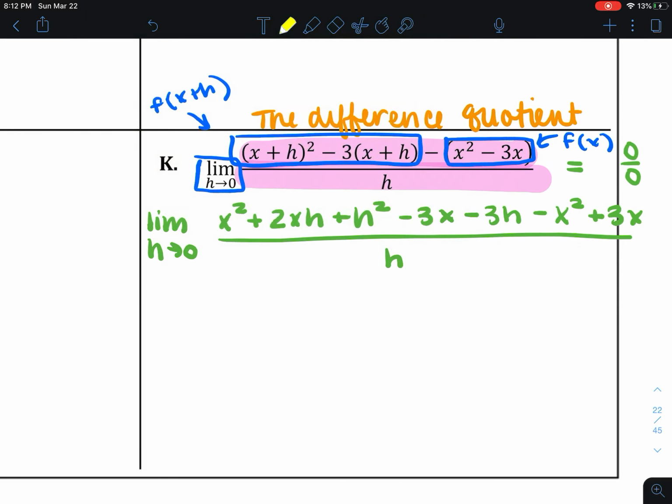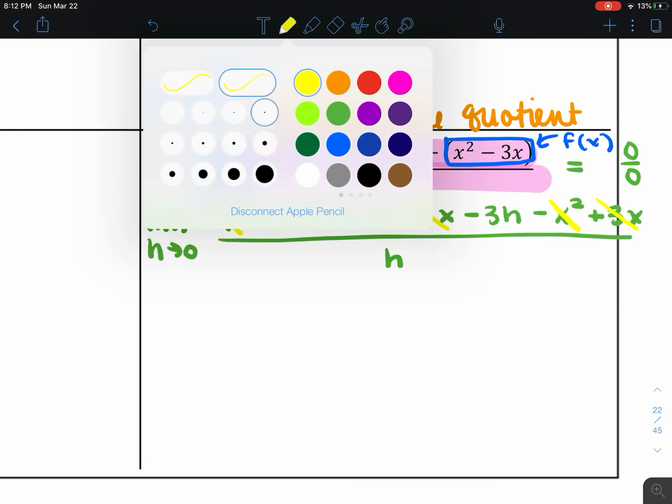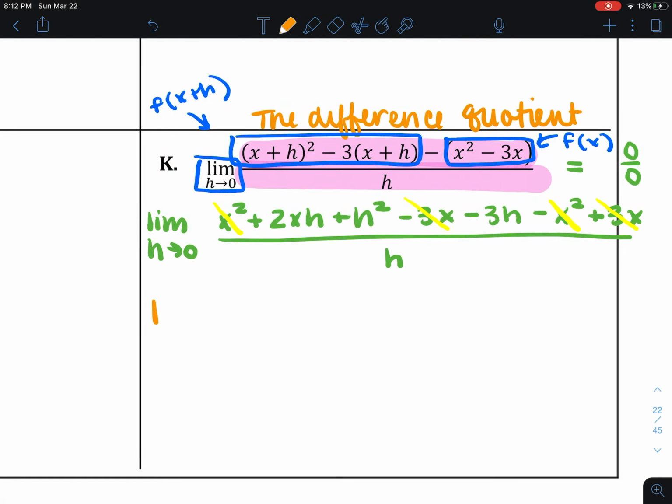So let's start canceling some things out. I've got an x squared here and a negative x squared here, so that can go. And then I've got a minus 3x and a plus 3x, so that's going to go. And what you'll see happen is you'll be left with terms that all have an h in it, which is perfect because then we can divide them out. I'm going to reorder these a little bit.